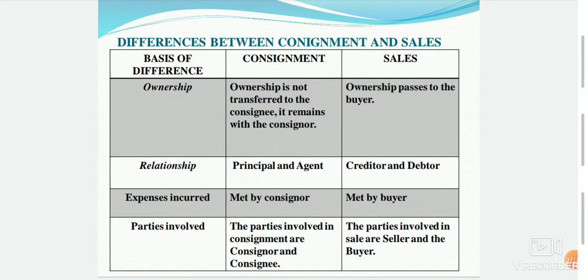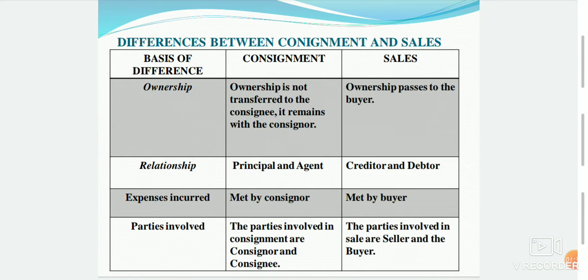The next one, relationship. In consignment, principal and agent. The relationship between the consignor and the consignee is that of a principal and an agent. In sales, creditor and debtor. In sales, the relationship between the seller and the buyer is that of a creditor and a debtor.